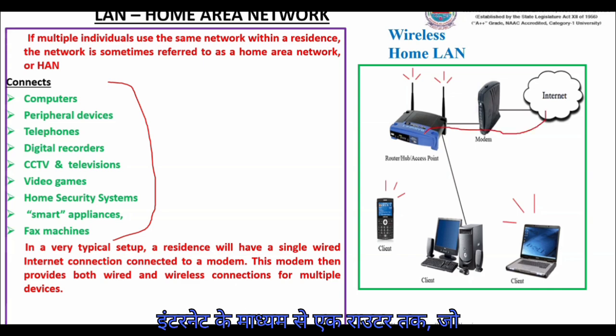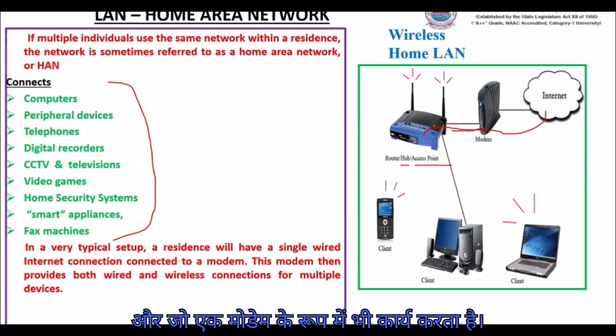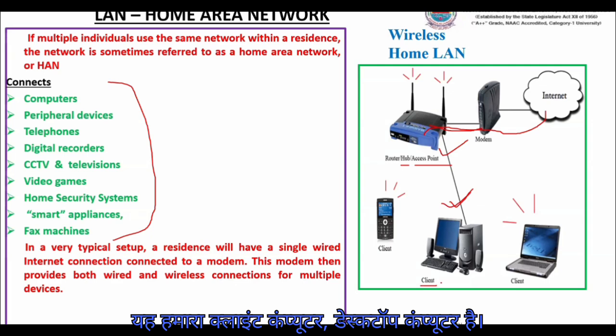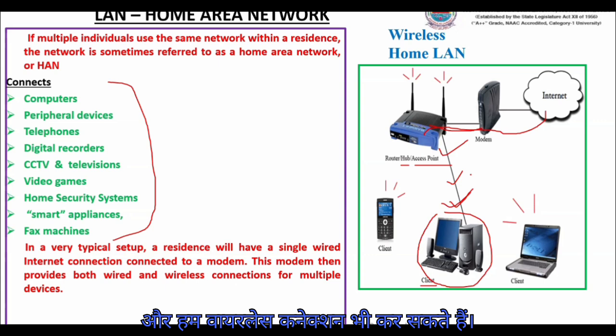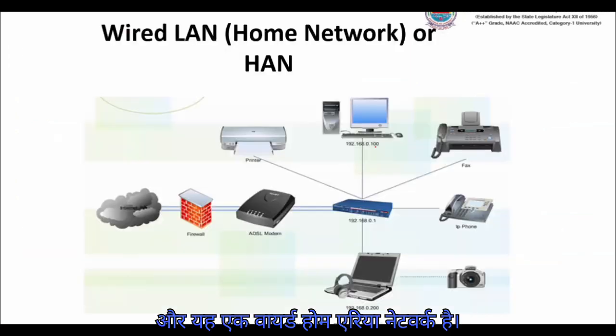Okay, so we have over here the connection through the internet to a router, which acts as a hub also, which acts as an access point also, and which also acts as a modem also. Okay, and with this now we can have wired connection also. ये client computer है हमारा, desktop computer, we can connect it through a wire also, and we can have wireless connections also. Both options are there.